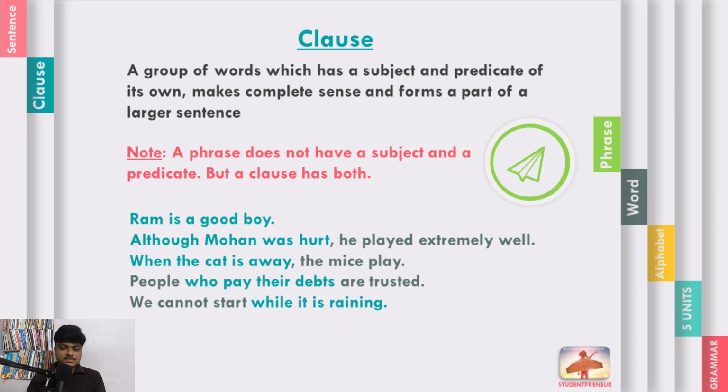Examples of clauses. Ram is a good boy. It is equal to a simple sentence. So, Ram is a good boy. Ram is the subject. Is a good boy is the predicate. It has subject and predicate, and it gives complete meaning. Although Mohan was hurt, he played extremely well. In this sentence, although Mohan was hurt is a clause.